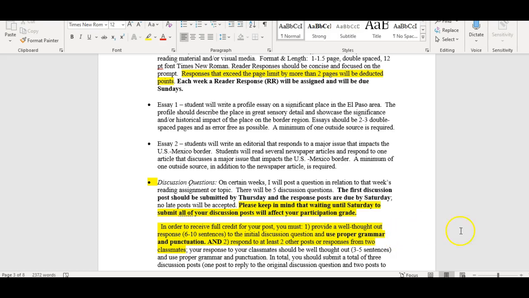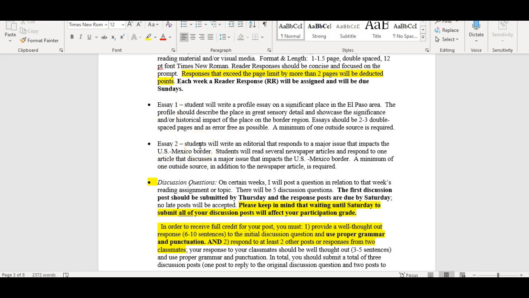So we will have reader responses due on Sundays. Then, of course, discussion questions will be due on Thursdays and Saturdays, and then quizzes will be due on Saturdays as well. So here we have some information about Essay 1 and Essay 2.